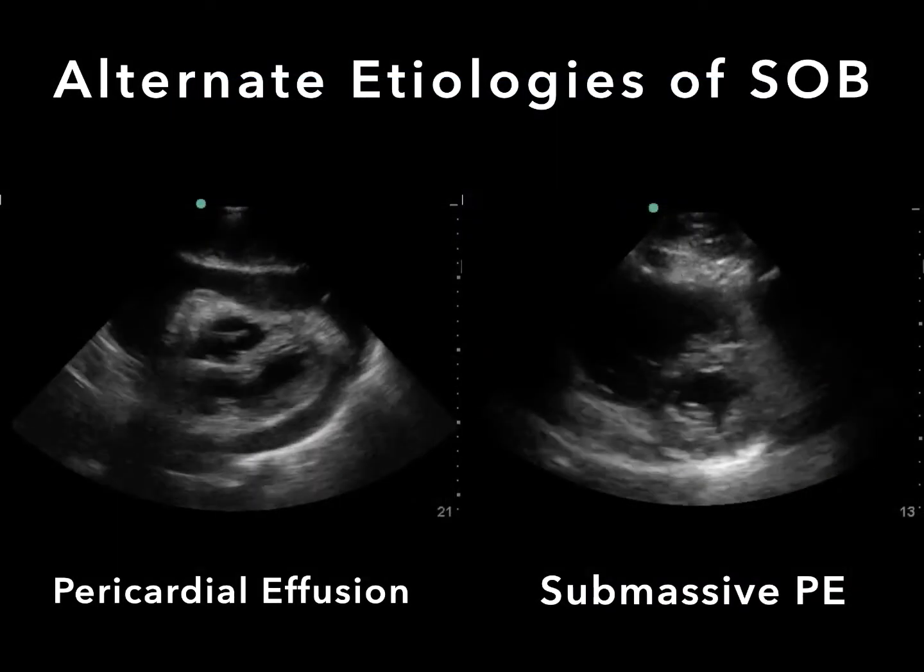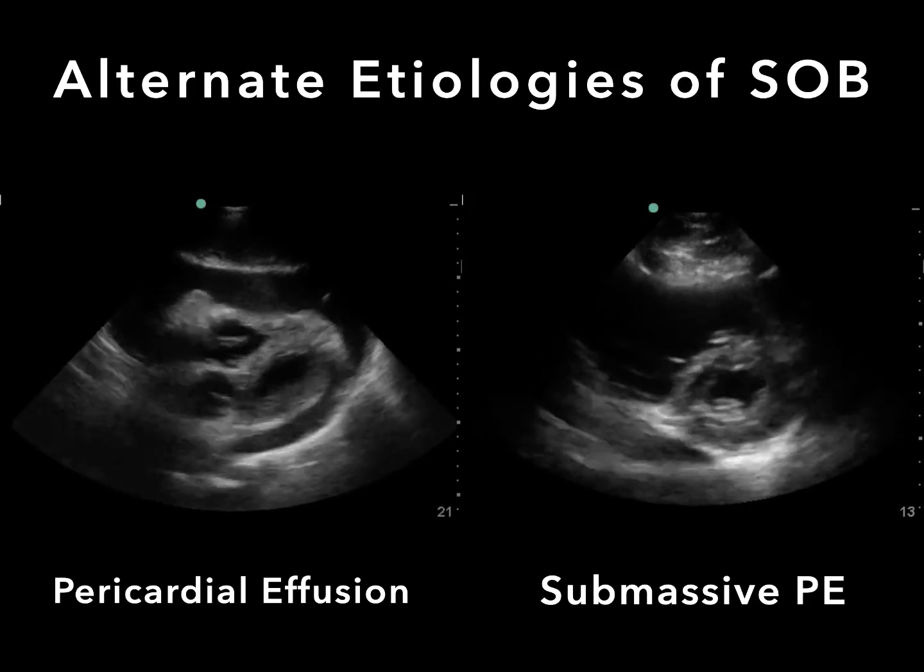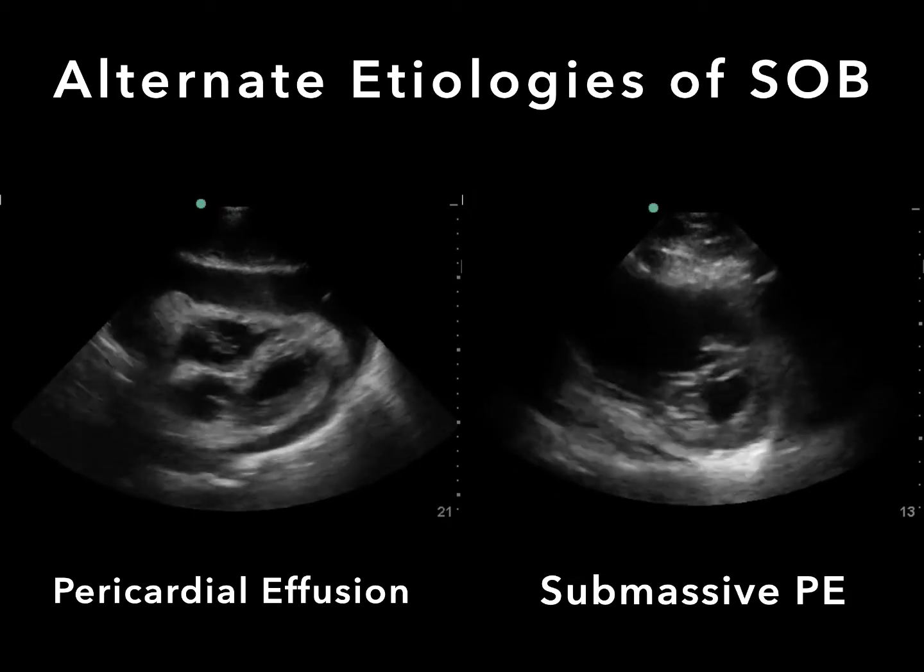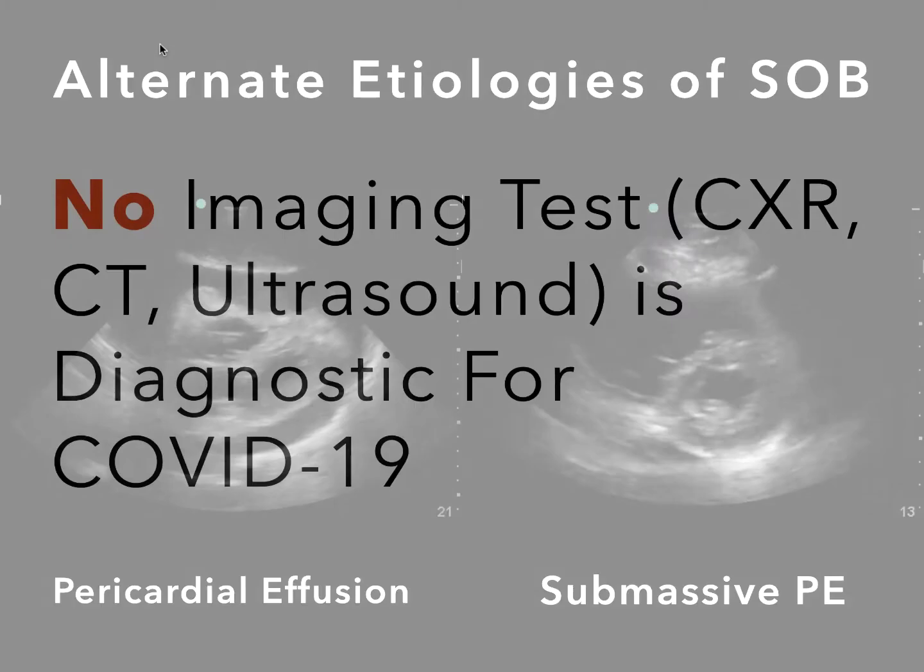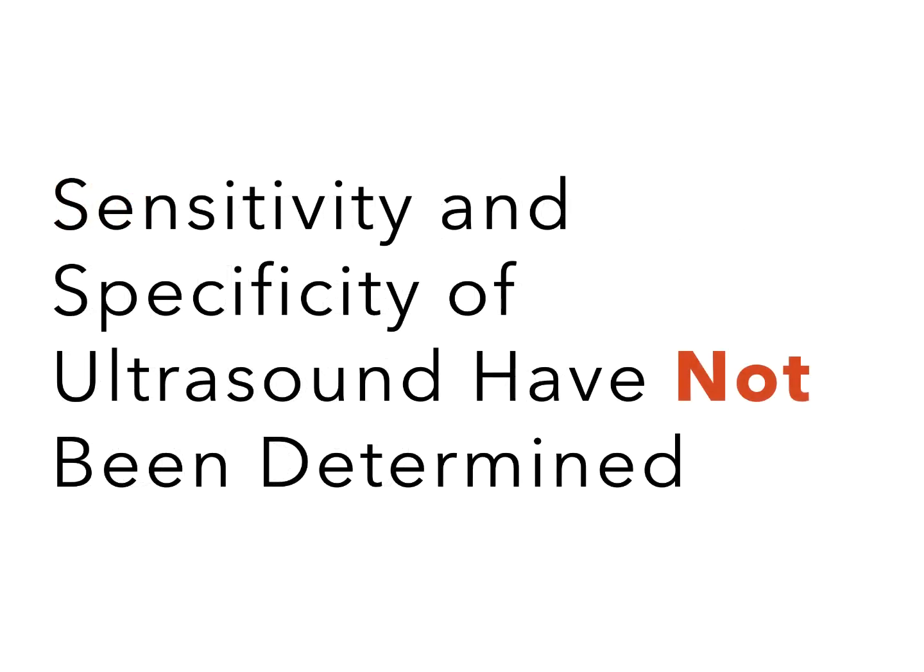And we have to still be good clinicians and keep our differential open. Ultrasound can help with assessing other etiologies of dyspnea like pericardial effusion or submassive PE. However, it is important to keep in mind that no imaging test, be it chest X-ray, CT, or ultrasound, is diagnostic for COVID. The issue here is that the test characteristics for lung ultrasound for COVID, in terms of sensitivity and specificity, have not been determined yet.